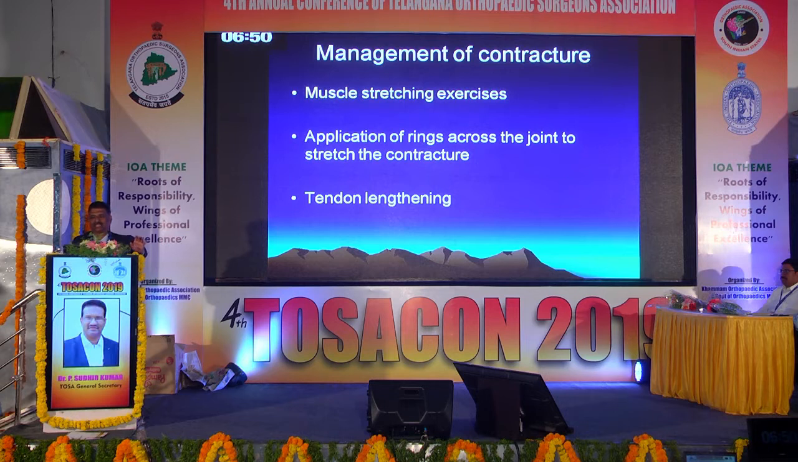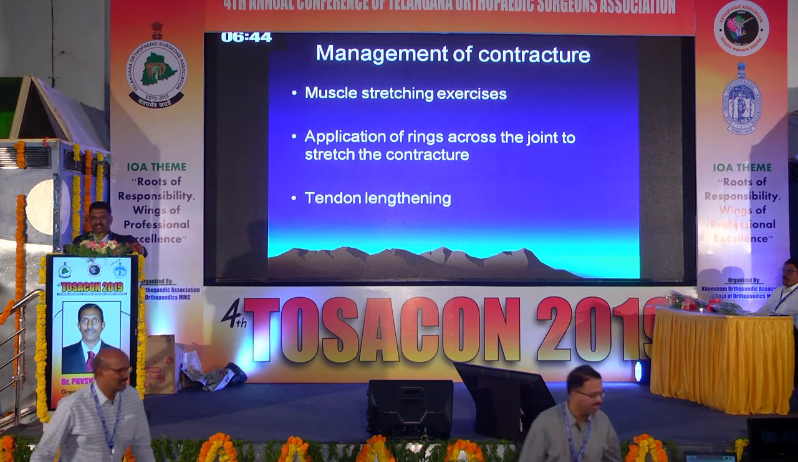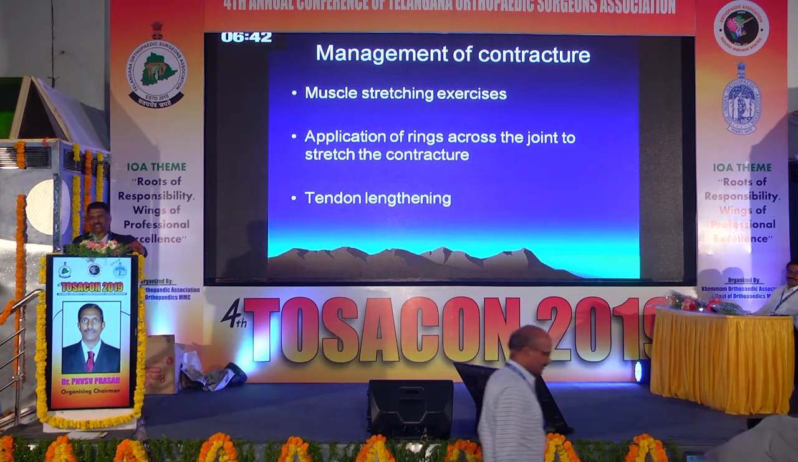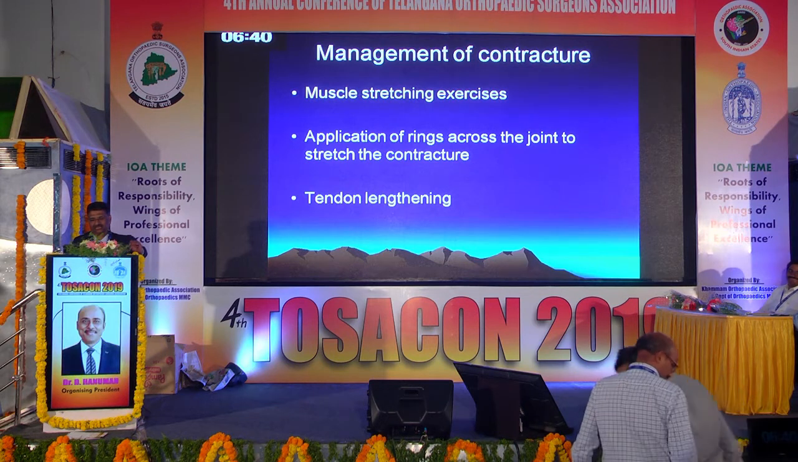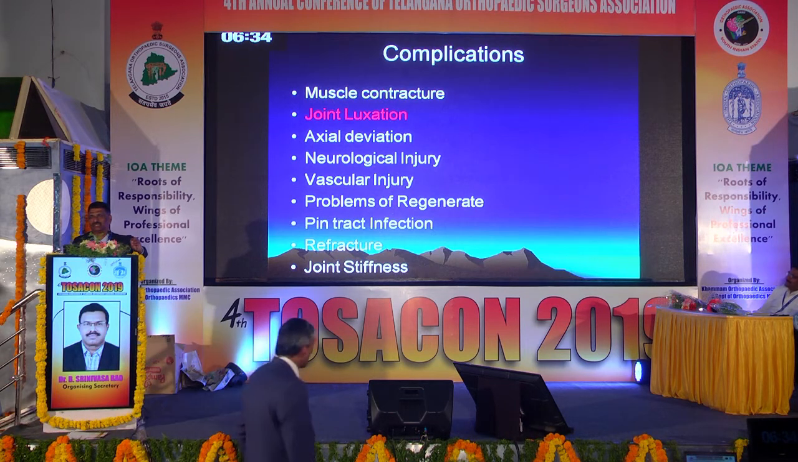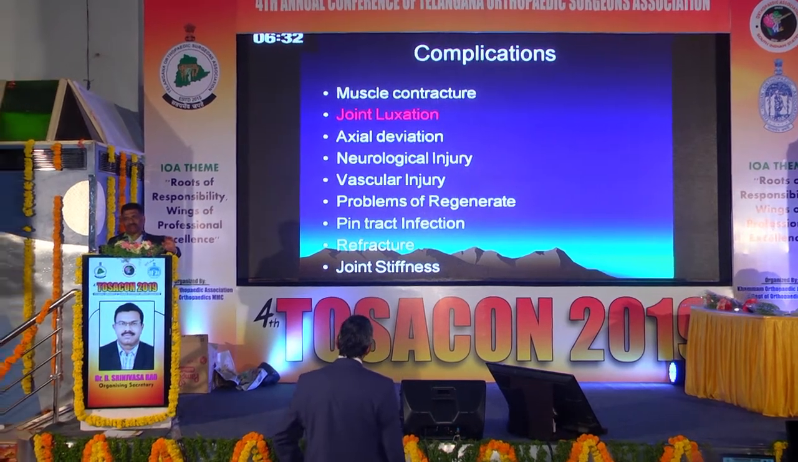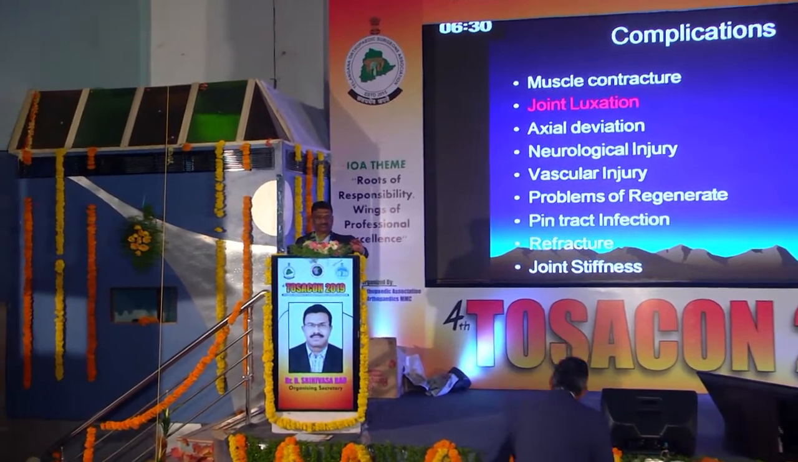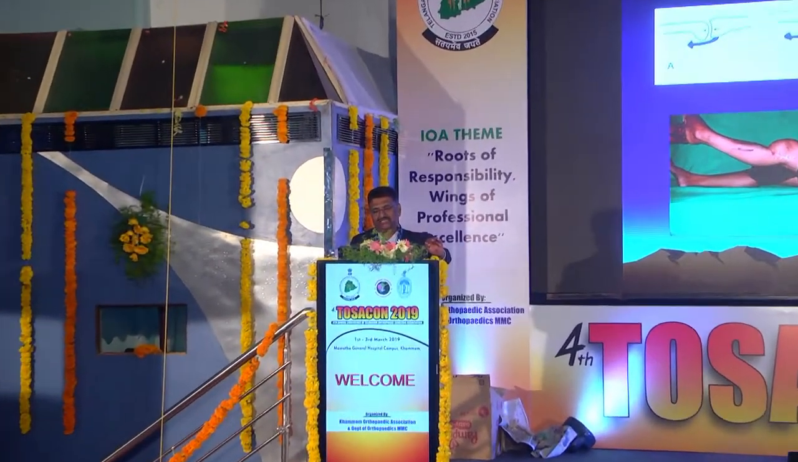If there is a contracture which is stretching, you can advocate muscle stretching exercises or application across the ring, across the joint, so that you can stretch the contracture, or tendon lengthening. If you do tendon lengthening, you are likely to have problems of losing power. So you have to be very careful when you are doing it. Joint luxation is another problem.